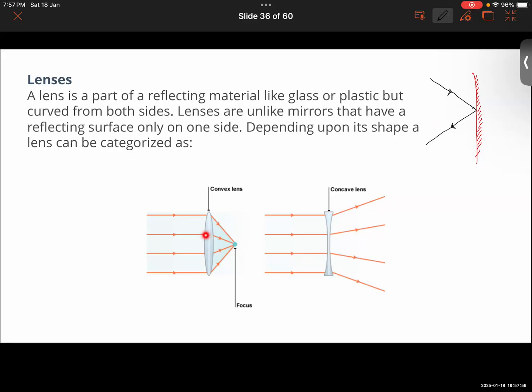But in the case of a lens, reflection is not occurring. Basically, the rays of light are actually passing through it. They will either come to meet at a point or diverge in different directions. And depending on the shape, we basically have two types. One is the convex lens, another is the concave lens. Getting it now?